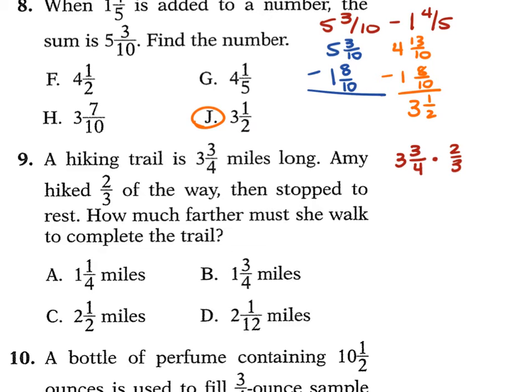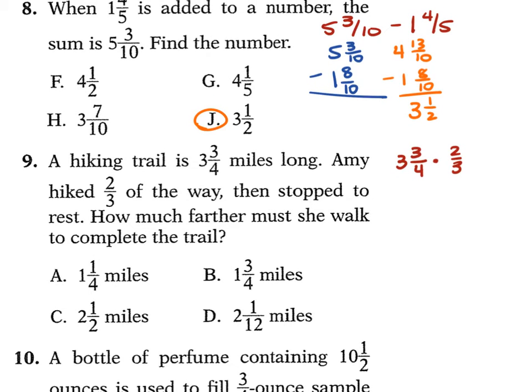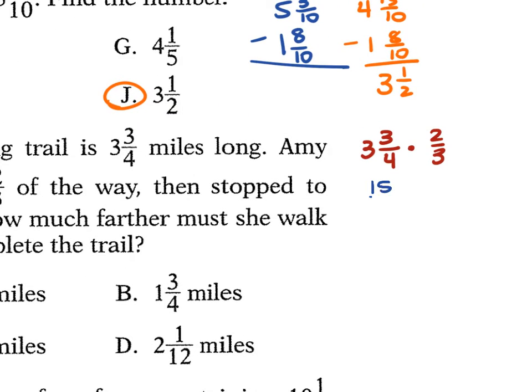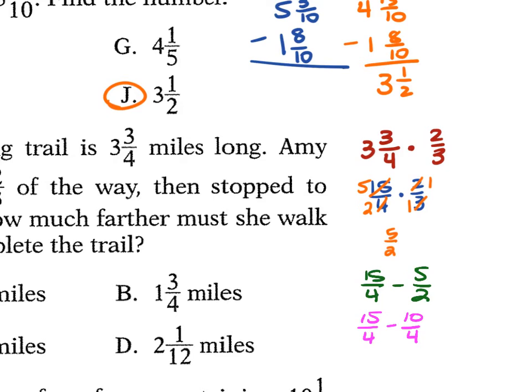Once we do that, then we can take that number and subtract it from the 3 3/4. So we are going to turn the 3 3/4 into an improper fraction. 3 times 4 is 12 plus 3 is 15 over 4 times 2 over 3. So the 2 becomes a 1, the 4 becomes a 2, the 15 becomes 5, 3 becomes 1. So that's 5 over 2. We are then going to take that and subtract it from 3 3/4 of a mile. So 3 3/4 is the same thing as an improper fraction of 15 over 4 minus 5 over 2. You can't do this because your denominators have to be the same. So it's going to be 15 over 4 minus 10 over 4. So that's 5 over 4, or 1 1/4.